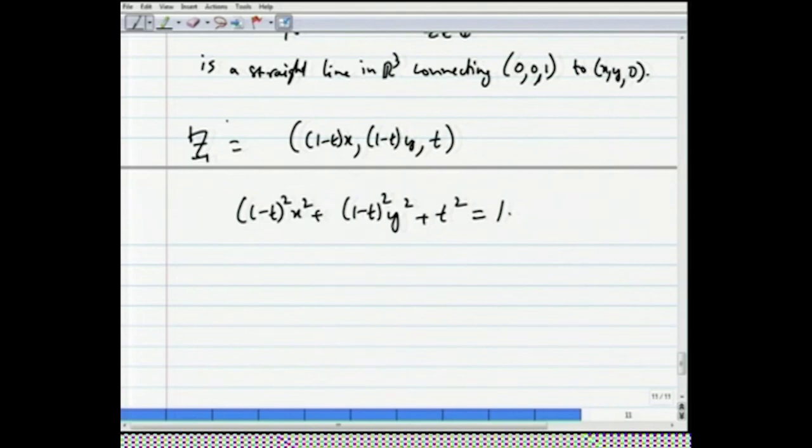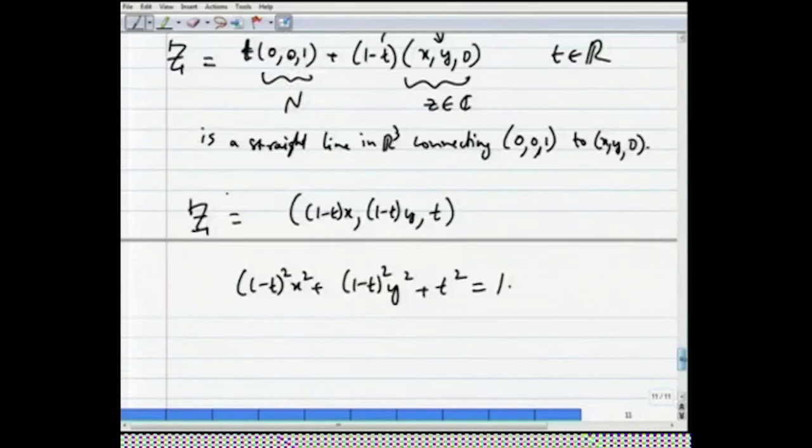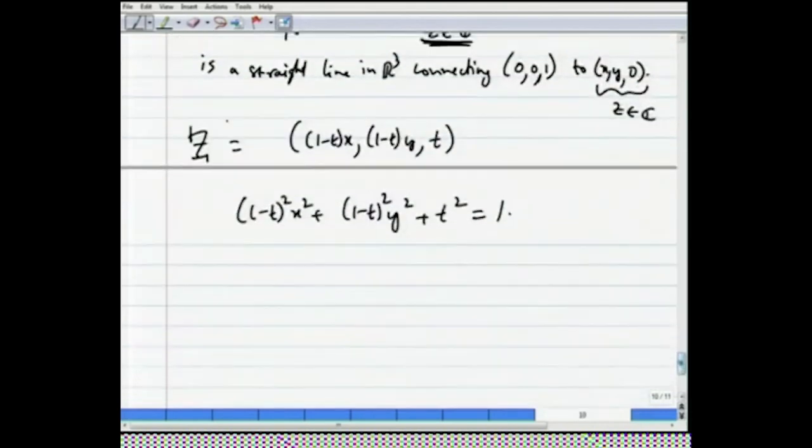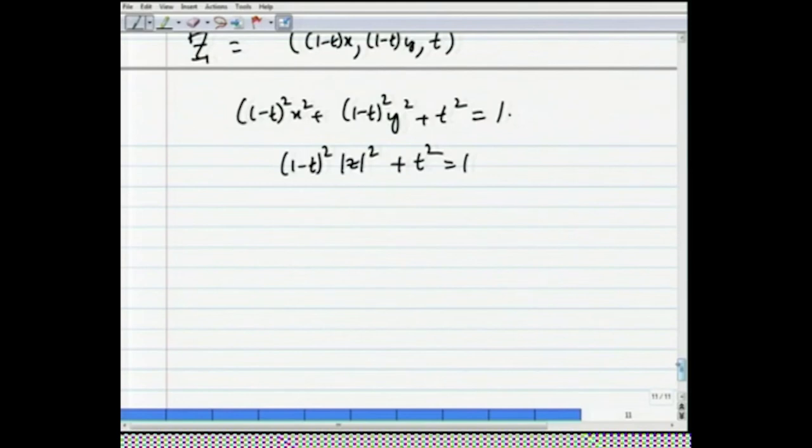But x squared plus y squared is the modulus of the complex number z, which belongs to C. So this is 1 minus t squared times modulus of z squared plus t squared is equal to 1. Now, let us solve for t.